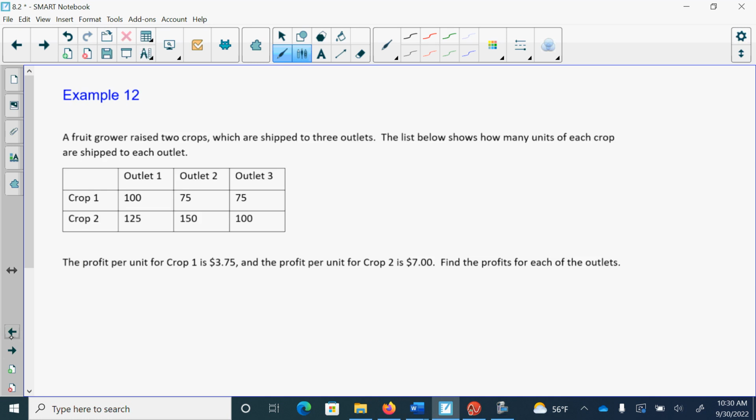All right, so here I have a fruit grower raises 2 crops which are shipped to 3 different outlets. The list below shows how many units of each crop are to be shipped to each outlet. The profit per unit for crop 1 is $3.75. The profit per unit for crop 2 is $7. Find the profit for each of the 3 outlets.